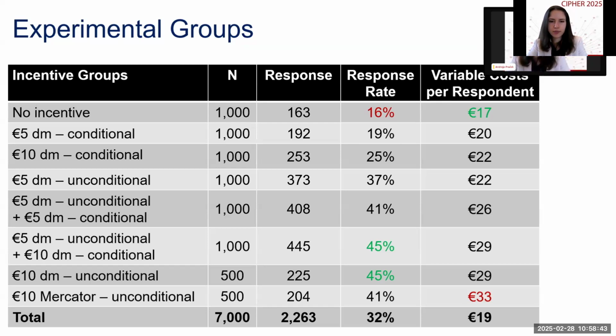As we can see, the group with €5 unconditional plus €10 conditional incentives, along with the group with €10 DM unconditional, received the highest response rates, but also had very high costs. The no incentive group, as expected, had the lowest response rate, but it also had the lowest cost. As expected, unconditional incentives had much higher response rates compared to conditional. Also, the €10 versus €5 had a relatively low effect on the response rates. What's also interesting is that DM was 4 percentage points more popular than Mercator, which, however, had the highest cost. So next slide, please.